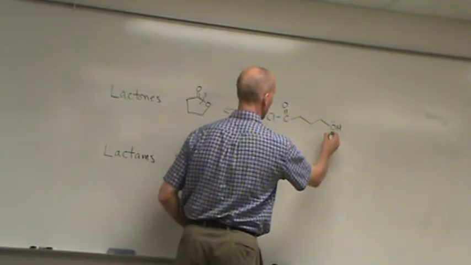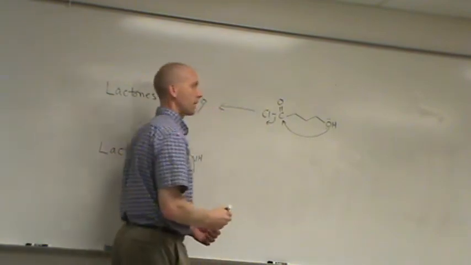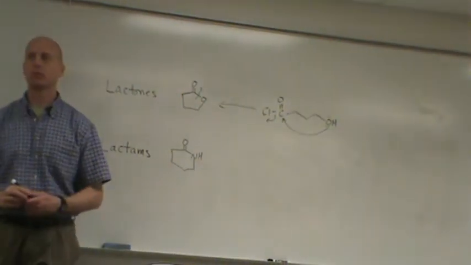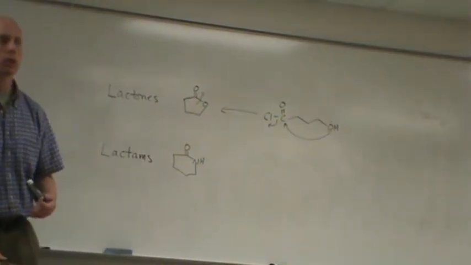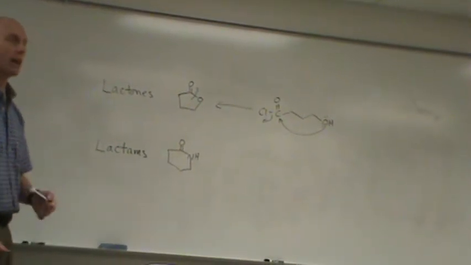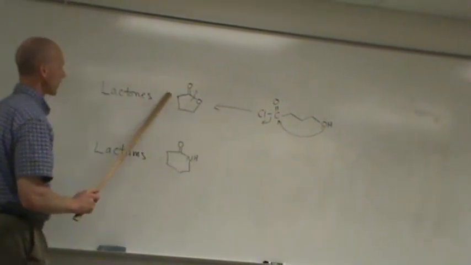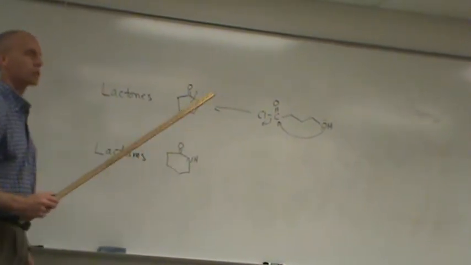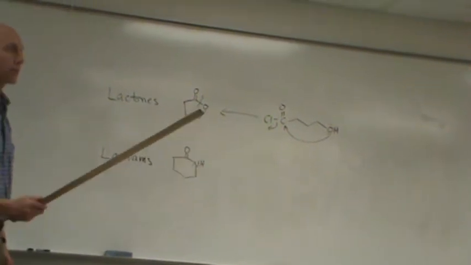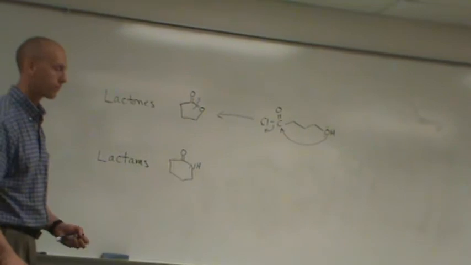So the oxygen here would attack and knock off the chlorine. So you get an internal substitution reaction. Okay? So when a molecule can react with itself like that, that's how you form cyclic molecules. And I bet you could draw the molecule to make this one, couldn't you?